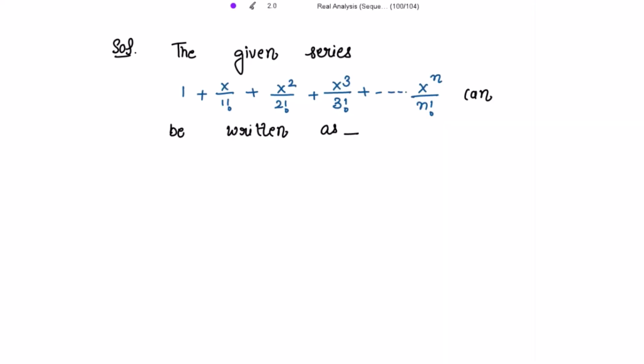So this is your given series, which can be written in summation form with n starting with 0. 1 can be written as x to the power 0 divided by 0 factorial. So we write here n starting with 0 to infinity, x to the power n divided by n factorial, right? Okay. Now let's consider this series, mod of x to the power n divided by n factorial. I need to start this series with the positive integer n equal to 4.